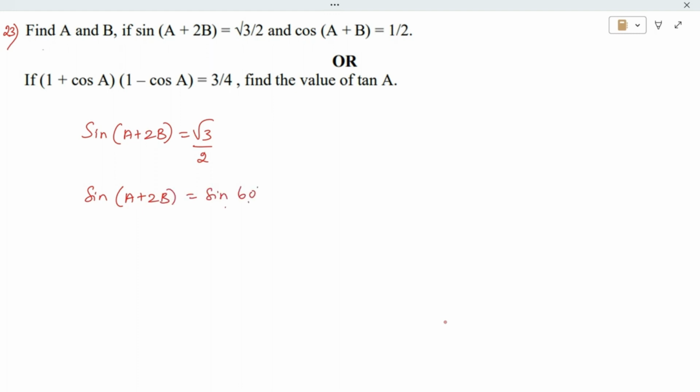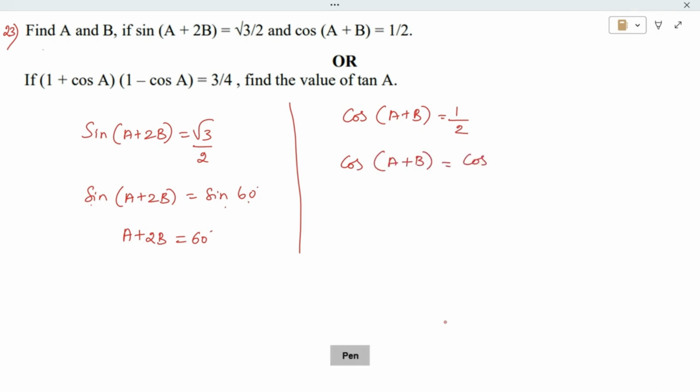So sine 60 degrees value is root 3 by 2. So now compare both the sides. So I can say A plus 2B will be 60 degrees, isn't it? Sine is on both sides, so I just ignore it and write whatever is needed. Similarly, if I go for cos(A plus B), given as 1 by 2. So when cos is 1 by 2, at what degree? At cos 60 degrees, isn't it? Hence, after comparing, I'm just filtering A plus B as 60 degrees.